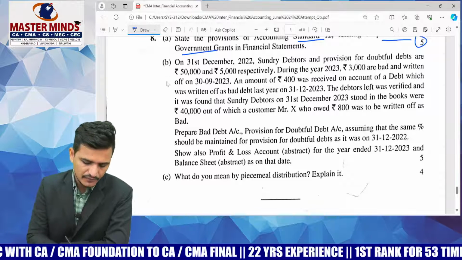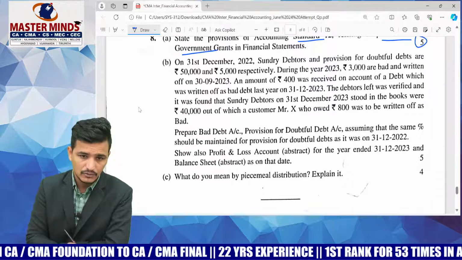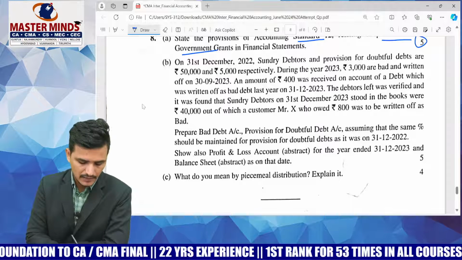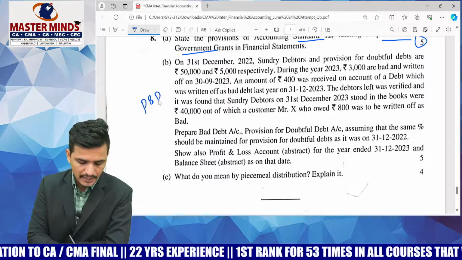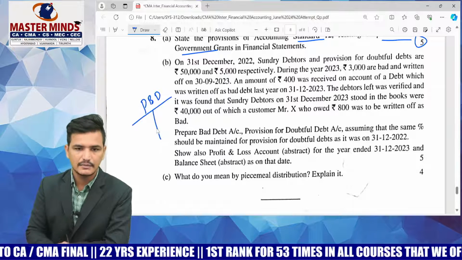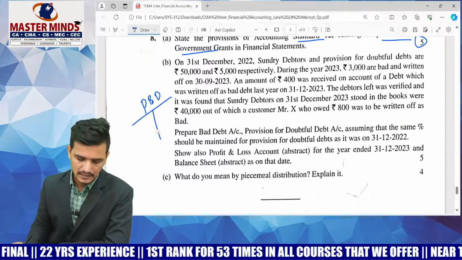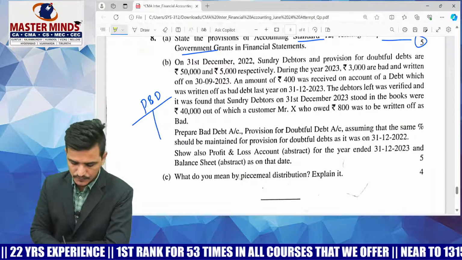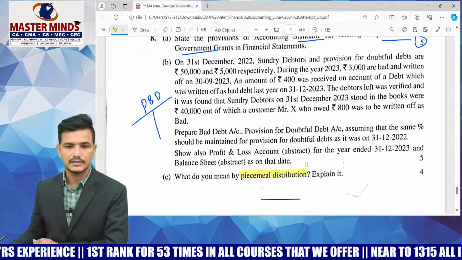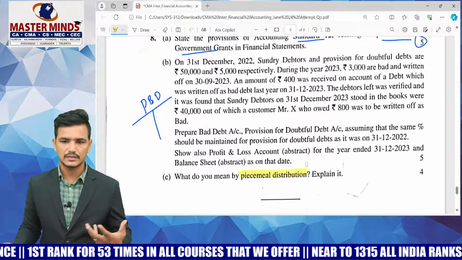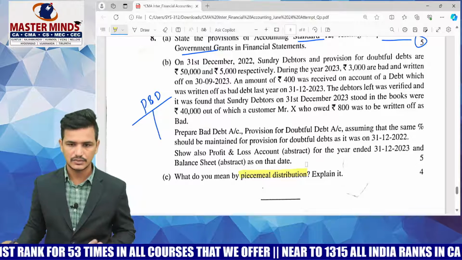And next, coming to the final accounts chapter. I have already mentioned in the day before strategy that you should be thorough with the treatment of provision for bad debts account. In each and every attempt they are asking a particular question on the treatment of provision for bad debts. And next, in partnership 2, they have given a theory question on what you mean by piecemeal distribution. Based on the concept you have, you can answer this question.